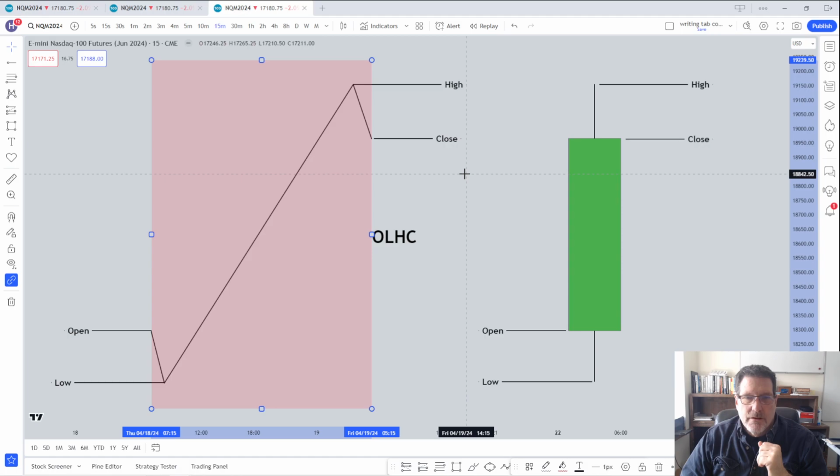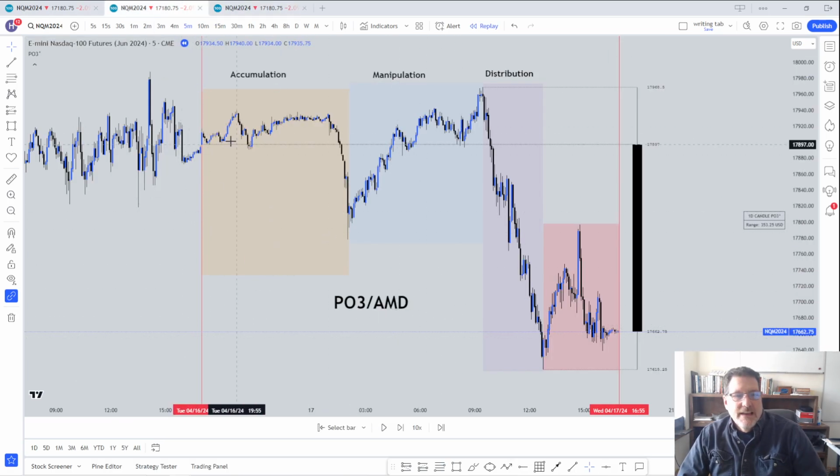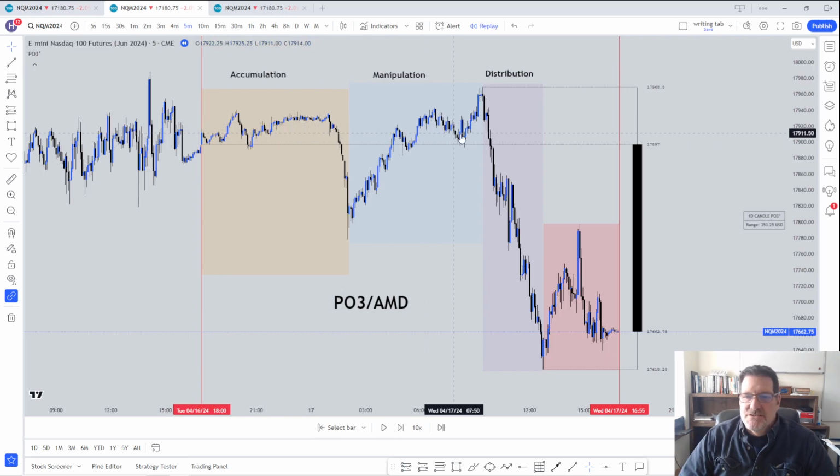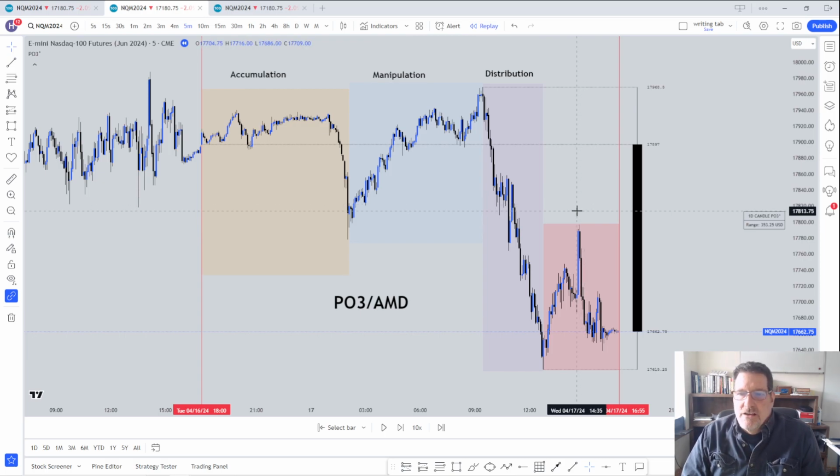So let's get into the chart. Here we have a basic chart. We have accumulation, manipulation, distribution, and here it's kind of a fuzzy picture, but it's pretty much just retracement, it's noise. Another way to do this is AMD, and then this could be X, which could be a retracement, could be a continuation, could end up being a lot of things.